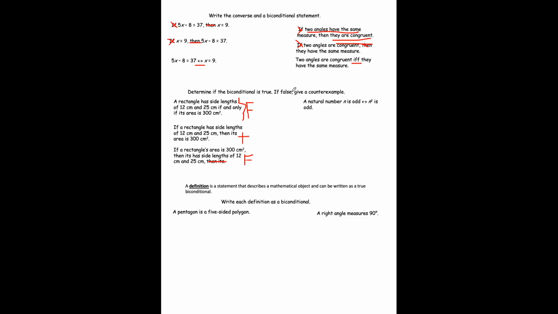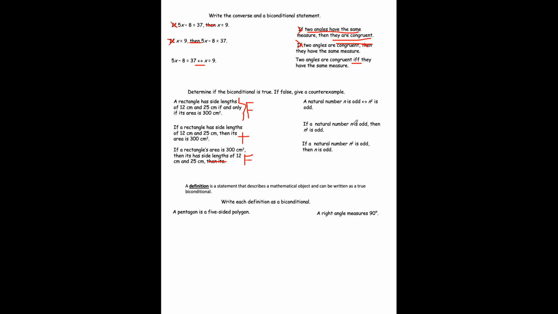Write a conditional and its converse that this idea contains. You can try to write it and then check back. All right, one conditional statement. If a natural number n is odd, then n squared is odd. The converse of that: if a natural number n squared is odd, then n is odd. Were any of these true?